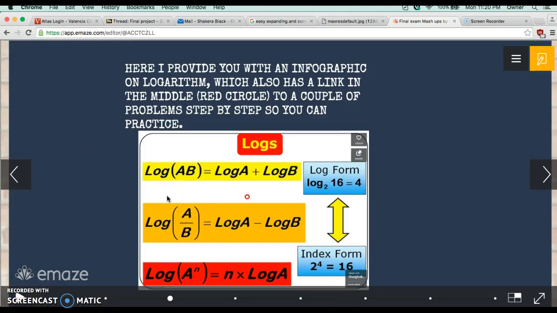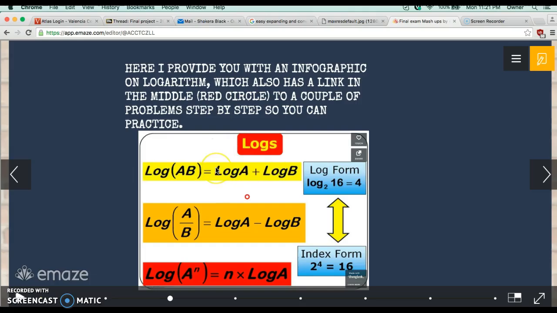Alright, here I provided you with an infographic on logarithm, which also has a link in the middle, that little red circle right there, to a couple of problems that will take you step by step so you can practice how to do your log questions and equations.